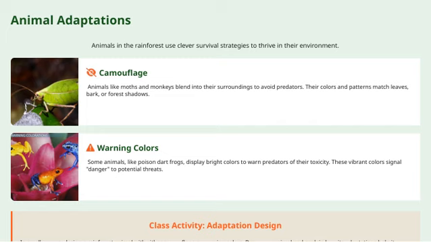And now, for our class activity, you're going to work in small groups to design your own rainforest animal. Decide whether it will use camouflage or warning colors. Then, draw your animal and explain how its specific adaptations help it survive in the rainforest environment. This is a great way to see how these strategies work in real life.